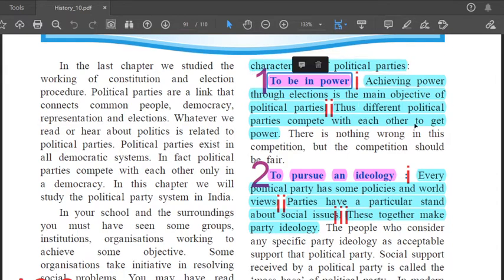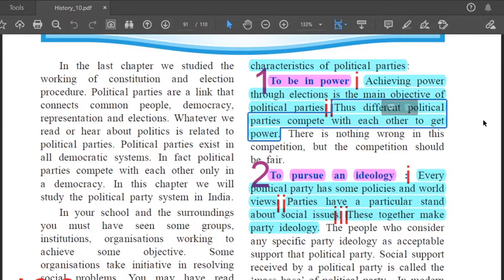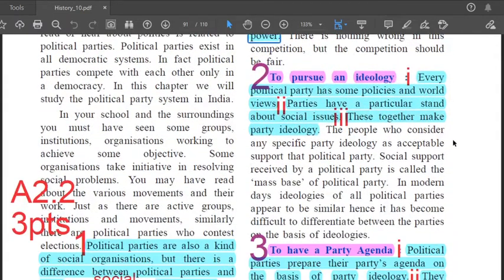The first sub-point, to be in power. So you write number 1, underline it, to be in power. And in this point, you are going to write 2 smaller points. Okay, so I will read out the points for you. Achieving power through elections is the main objective of political parties. And the second one, thus different political parties compete with each other to get power.